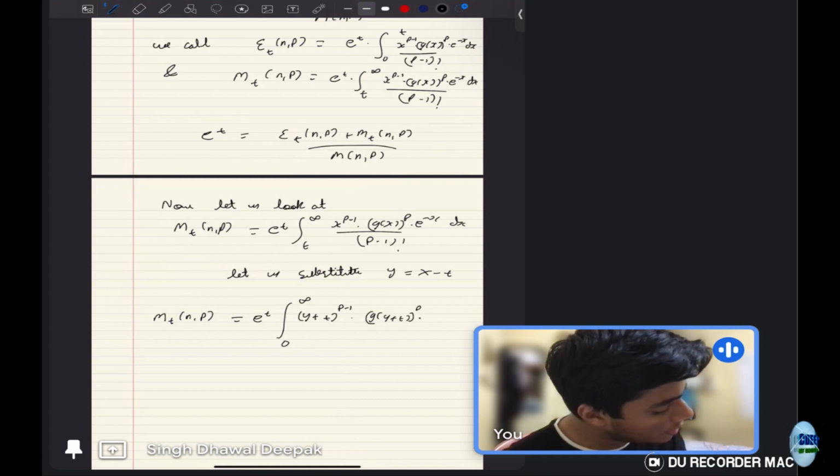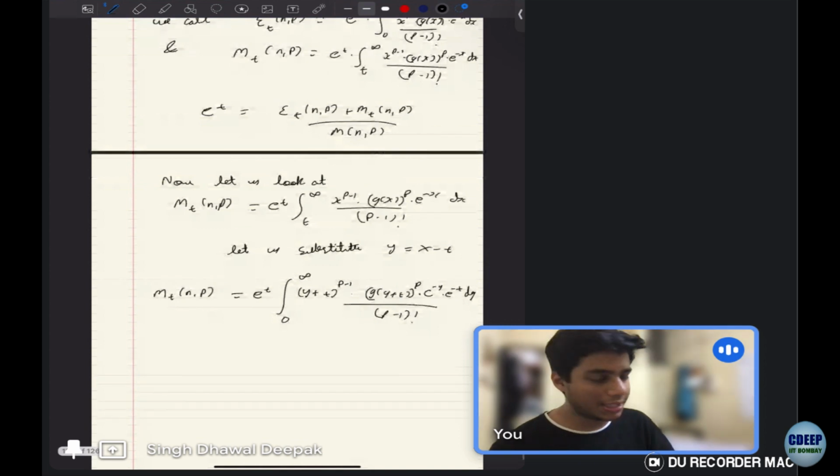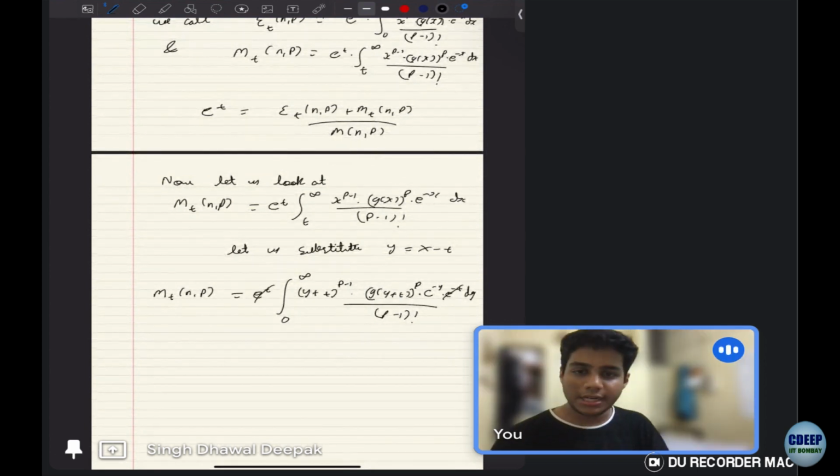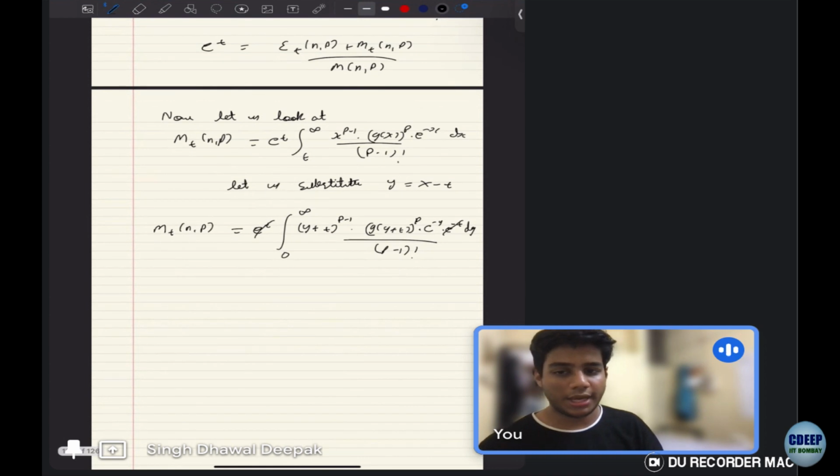into, also here we get e raised to minus y times e raised to minus t dy divided by p minus 1 factorial. And as we can see, this e to the minus t and e to the plus t will get cancelled. So we get this nice looking integral.